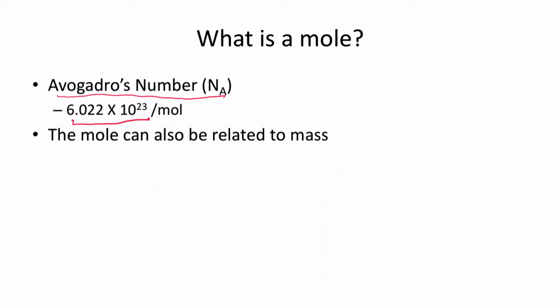Well, in English, you have certain words that represent certain amounts. For example, you can go to the grocery store and buy a dozen eggs, and the word dozen means 12.